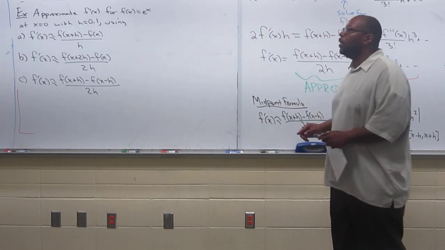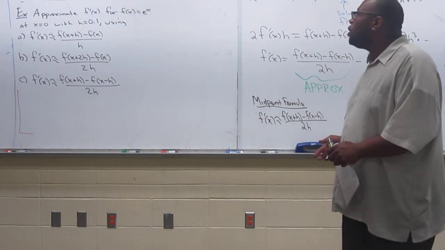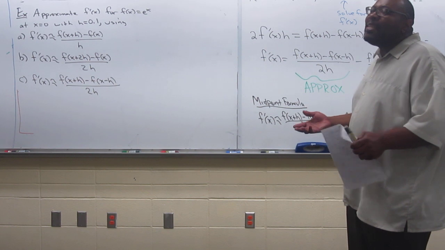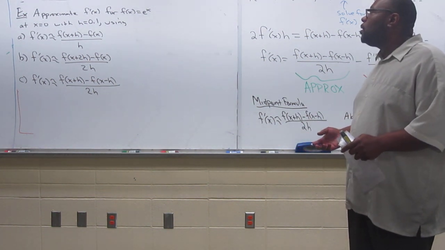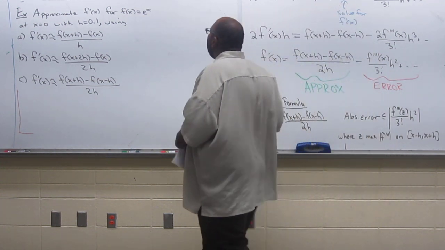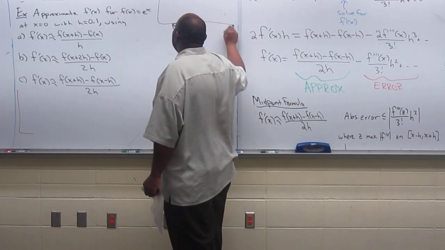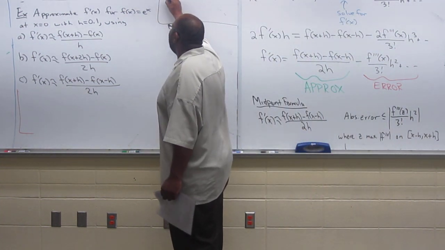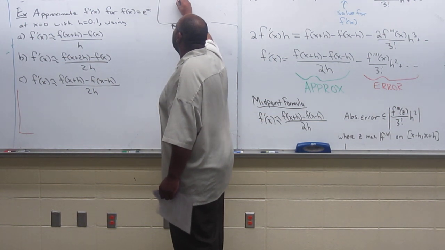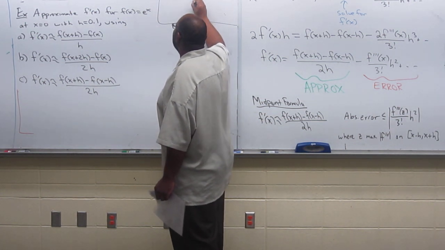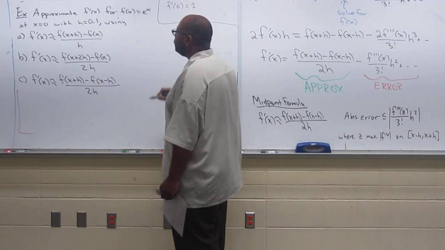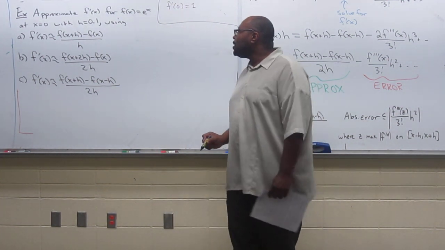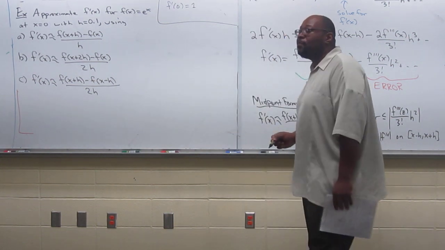Okay. Now let's do this. What is the actual value of the derivative at x equals 0? What's the derivative of e to the x? That's a good question to ask ourselves. The derivative of e to the x is e to the x, right? If I plug in 0, that equals 1. Okay. Now let's see how well all these formulas have done.